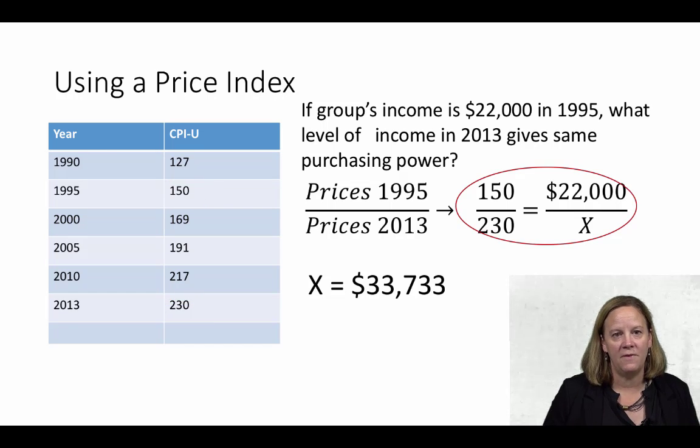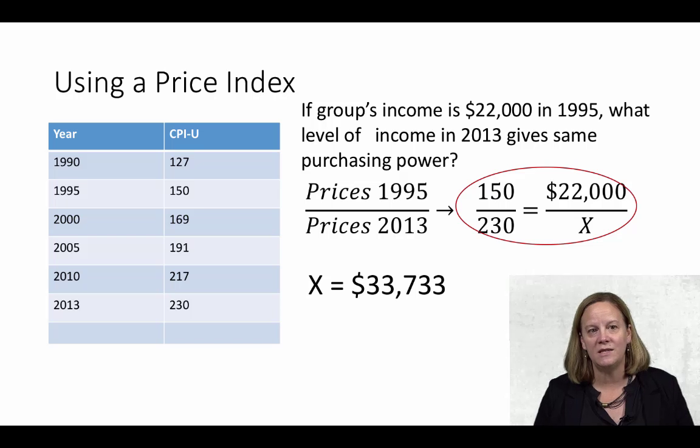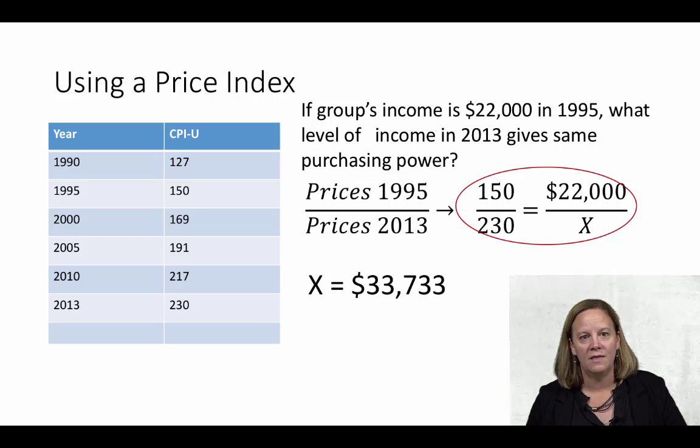This gives us the following equation, which is easily solved for X. This says that it would require $33,733 in 2013 to have the same purchasing power as would have come from $22,000 back in 1995.